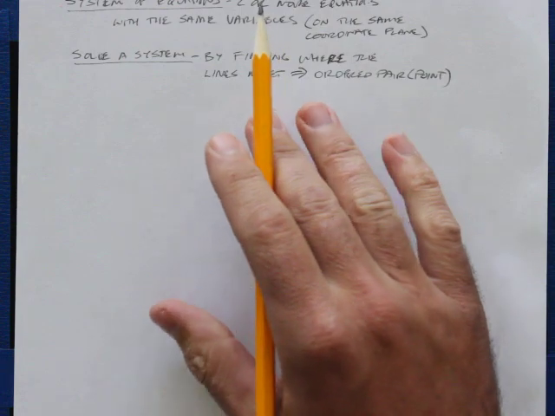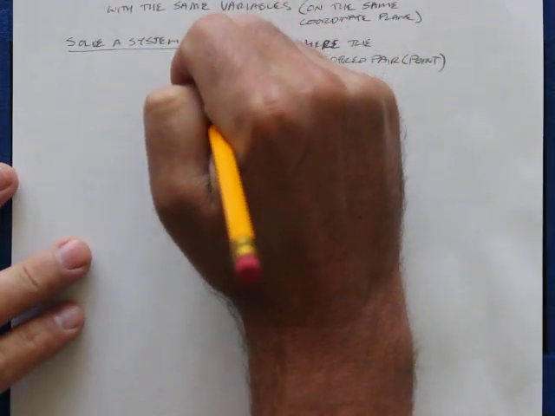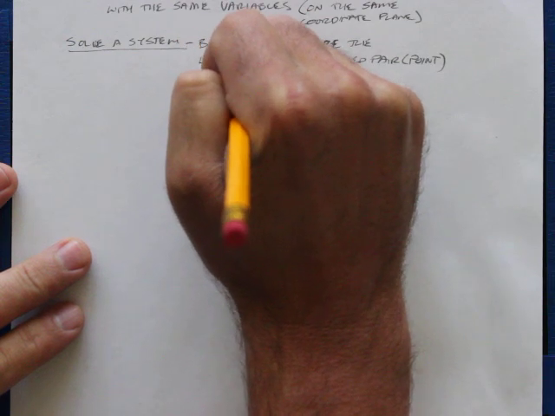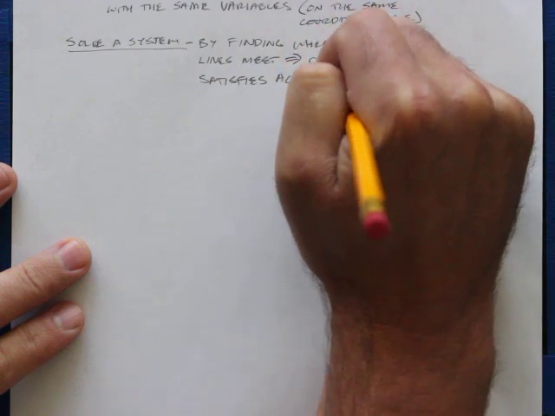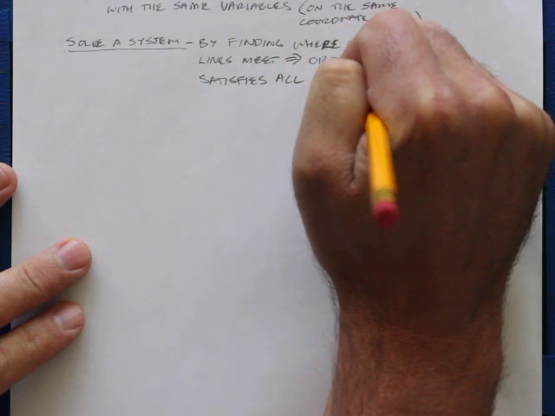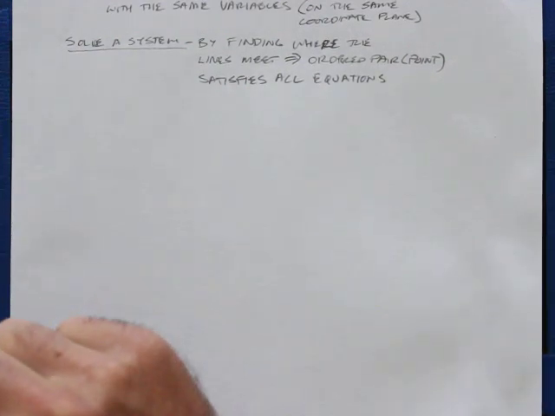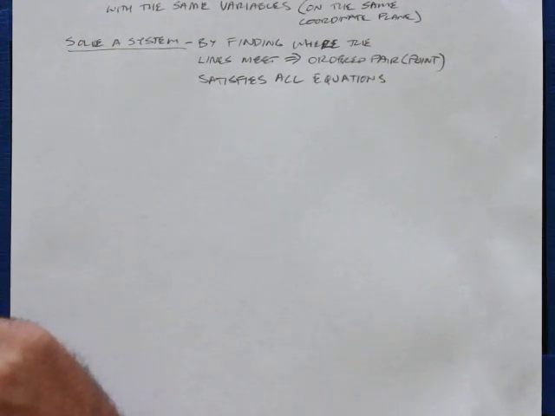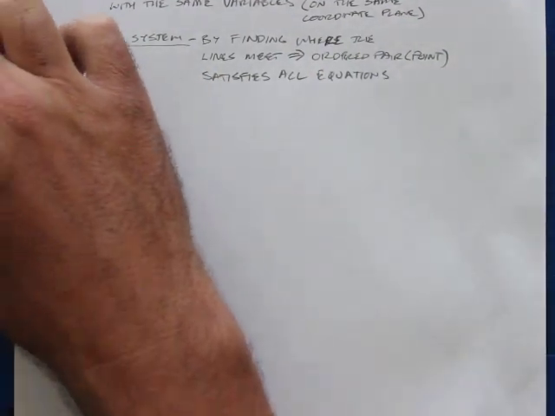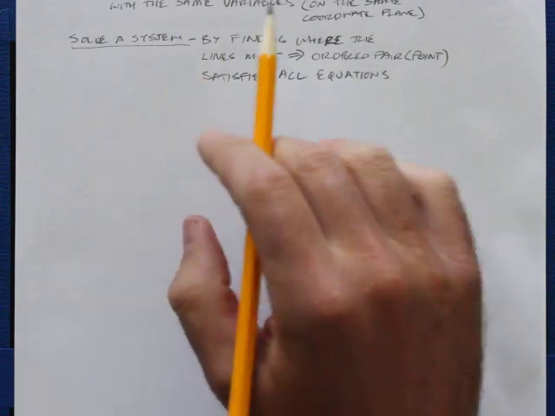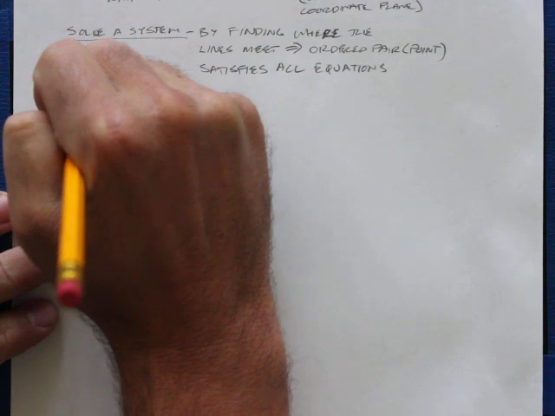And so this ordered pair satisfies all equations. Meaning I can put those x and y values into each of the equations and the equal sign will still be true. The x and y values will work in each equation. Okay, solve by substitution. Let's get right into some examples.